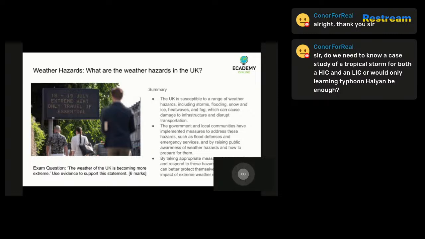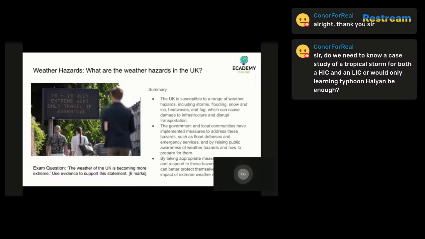So for this exam question, the weather of the UK is becoming more extreme. Use evidence to support this statement. You'd have to talk about the different types of weather hazards that the UK faces. So from droughts to heavy snowfall to hailstorms, thunderstorms, flooding, for example. And then you need to contextualize that with reference to a particular case study.